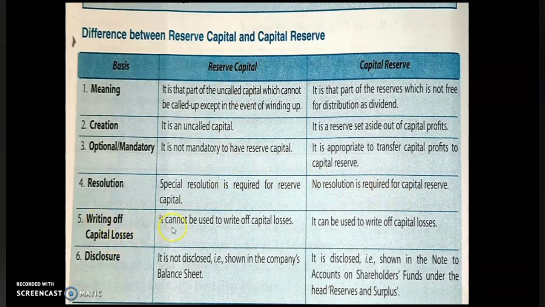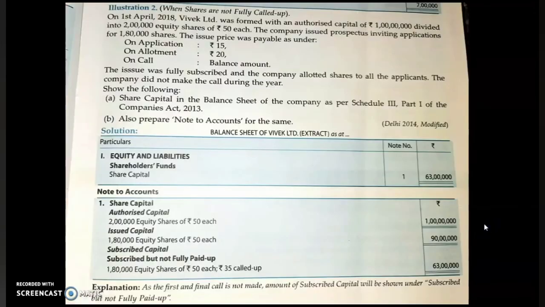Writing off of capital losses. It cannot be used to write off capital losses, but capital reserve can be used to write off capital losses. Disclosure. Reserve capital is not disclosed or shown in the balance sheet, but capital reserve is disclosed in the notes to accounts on shareholders' funds under the head reserves and surplus. So under the head reserves and surplus, you can find capital reserve. Okay, so this is the difference between the reserve capital and capital reserve.